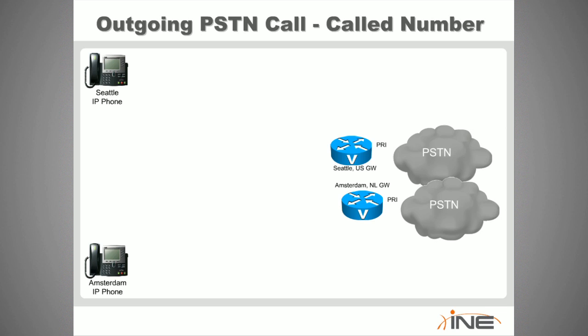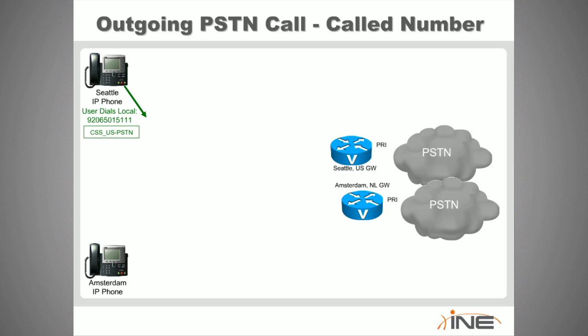Okay, last slide. Outgoing PSTN call, called number, globalization, and then localization. We just showed an overview, top-down approach, how we're going to do this. Let's take a little bit more detailed look. So we've got a Seattle IP phone, and that phone goes to place a call.